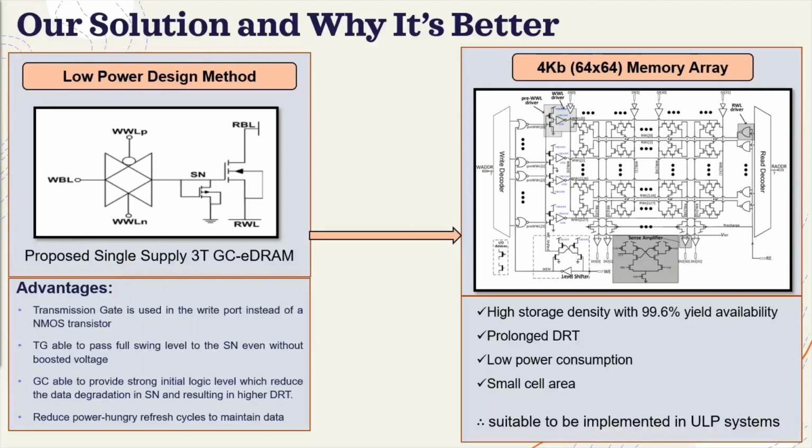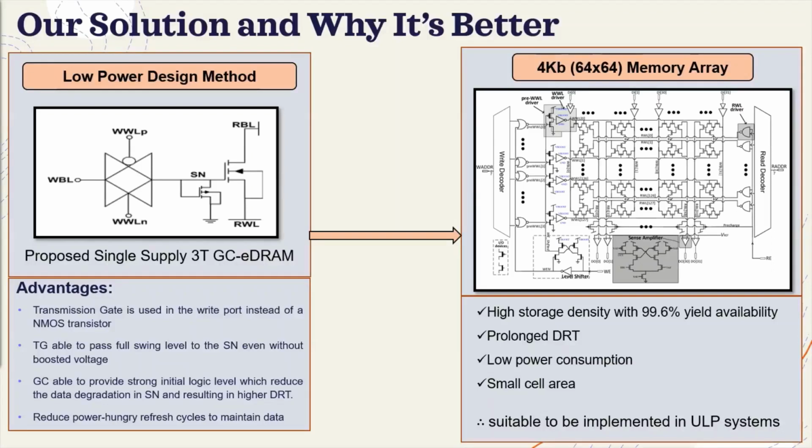Therefore, a low-power design method, which is single supply 3T GC-eDRAM, is proposed to overcome the limitations. For this proposed gain cell, a transmission gate is used in the right port instead of a MOS transistor. The transmission gate is able to pass full swing level to the storage node even without boosted voltage. With this, the GC-eDRAM is able to provide a strong initial logic level which reduces the data degradation in the storage node, resulting in higher DRT. Thus, power consumption is reduced by reducing the power-hungry refresh cycles to maintain the data.